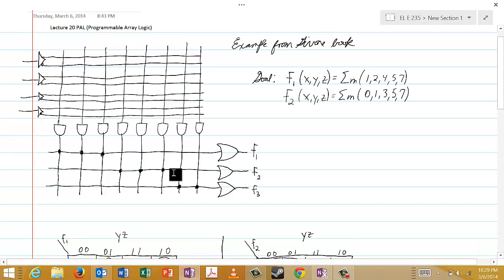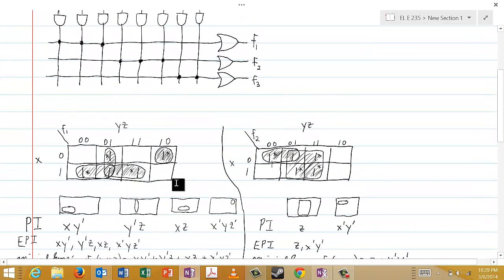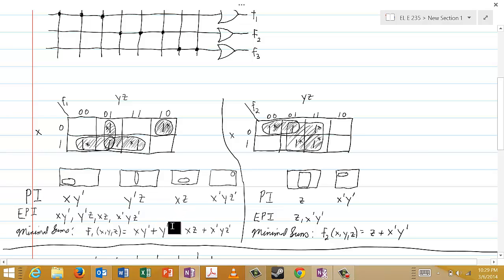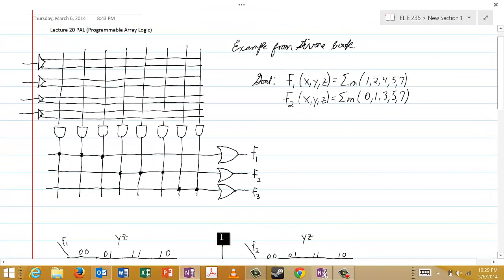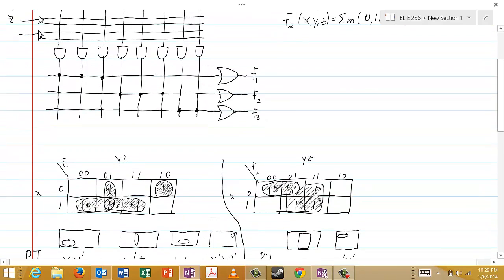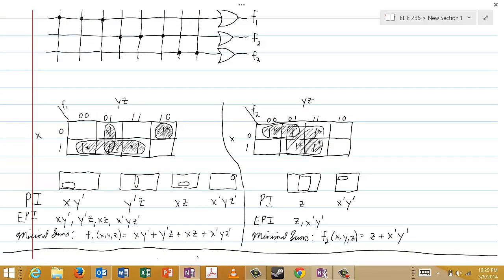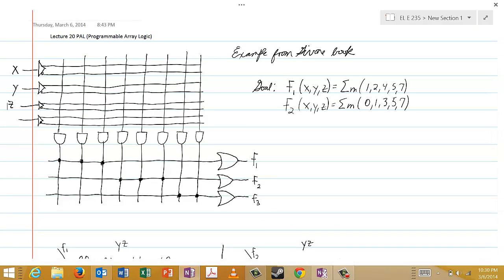When you look at our functions F1 and F2, it's obvious that both of them have all 3 of the variables x, y, and z. So it seems reasonable that for 3 of our 4 inputs we should have x, y, and z. So let's put x on the top one, y on the second, and z on the third. And we can go ahead now for F2. We see that F2 should be equal to z or x prime y prime. So let's program that in.